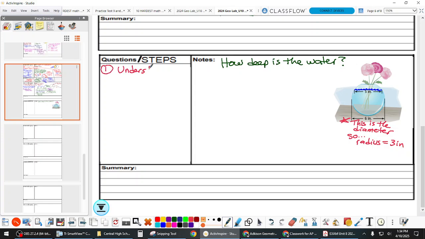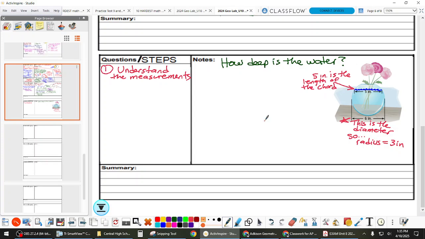So step 1 is understand the measurements. What is the 5? Yeah, good. 5 inches is the length of the chord. Okay.